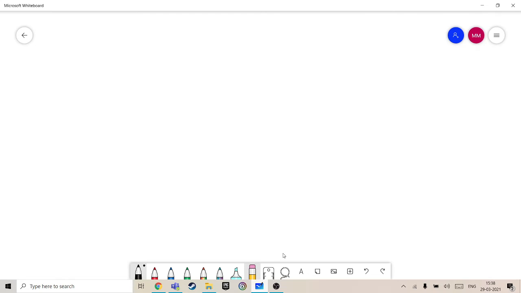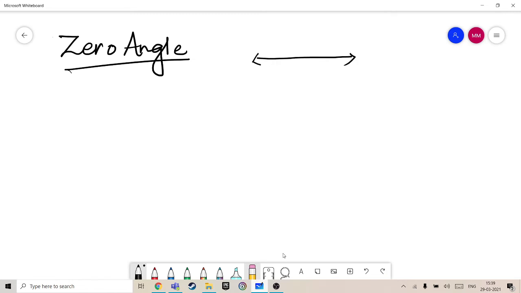Then what is zero angle? If the angle is equal to 0 degree. Here the protractor shows 0 degree at this point. That is AOB. That is 0 angle.